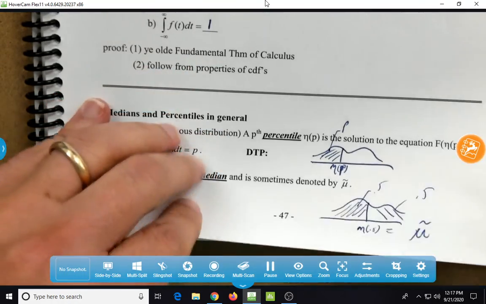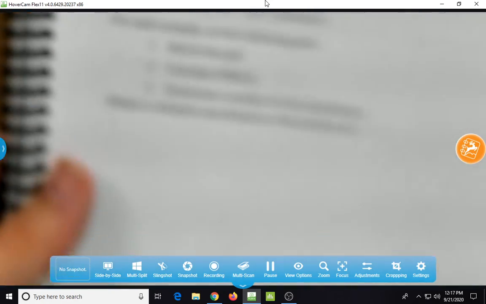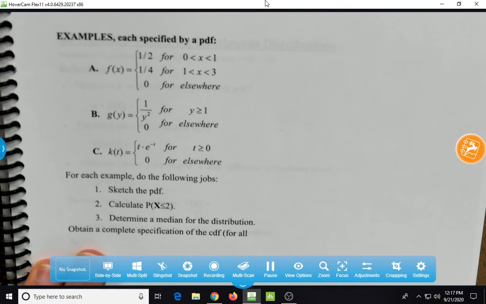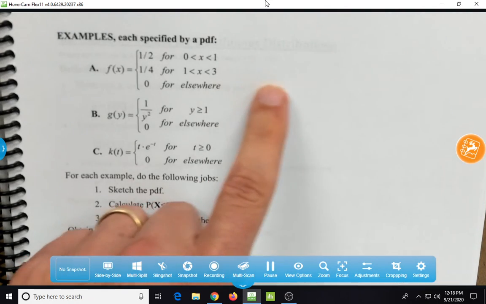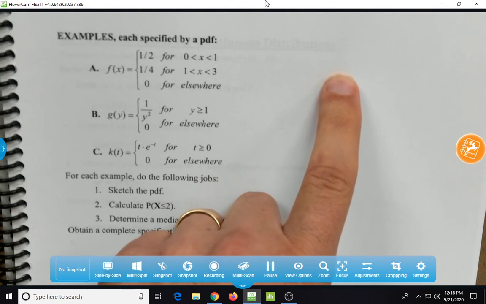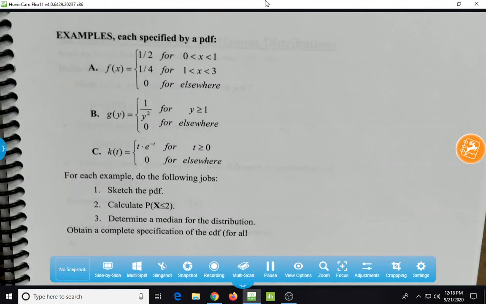Okay, let's turn the page to page 48. And why don't we just have you sketch the probability density function. Why don't we have you all do part A, you in the middle do part B, and you over here do part C. Go ahead and sketch the PDF of that.